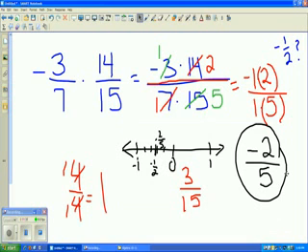And it's reduced, so no angry face for us, which is a good thing. And that should cover what you need to know about how to multiply fractions.